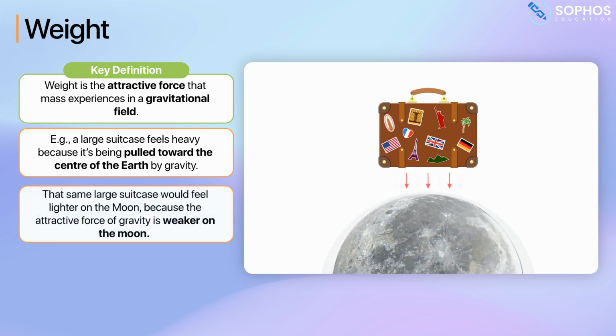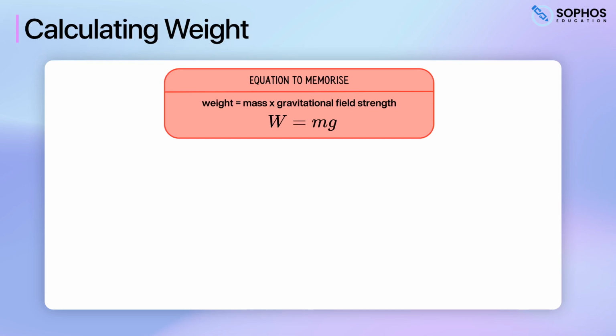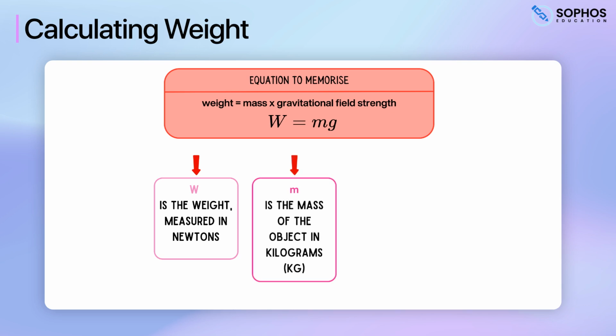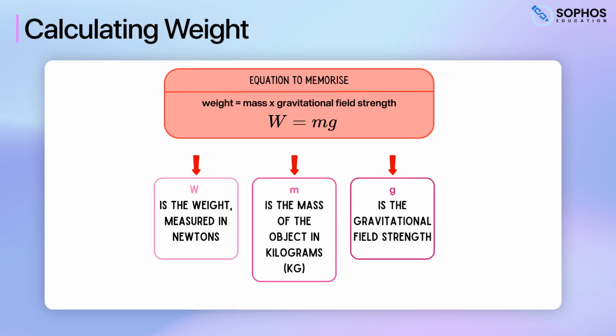However, that same large suitcase would feel lighter on the Moon because the attractive force of gravity is weaker on the Moon. In physics terms, weight can be calculated using the formula weight equals mass times gravity. In this equation, W is the weight, measured in newtons, M is the mass of the object in kilograms, G is the gravitational field strength.